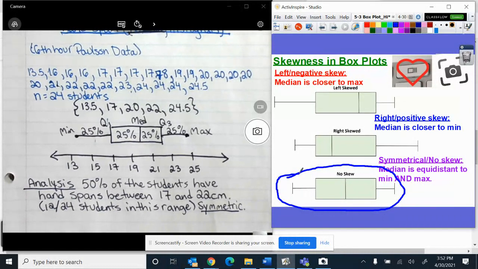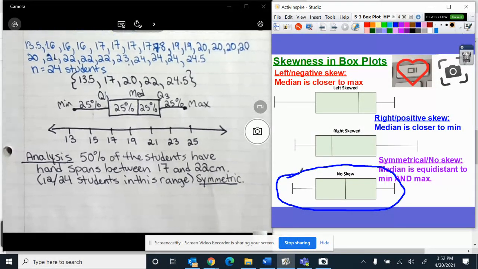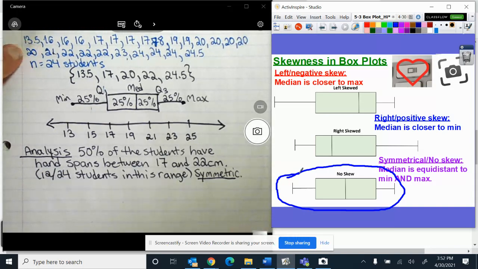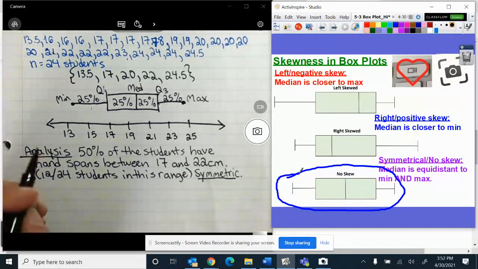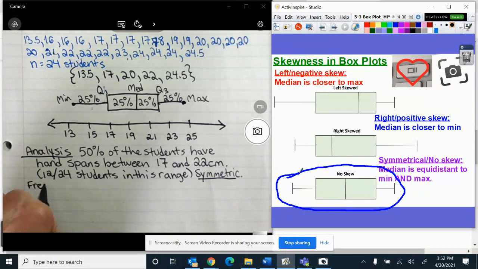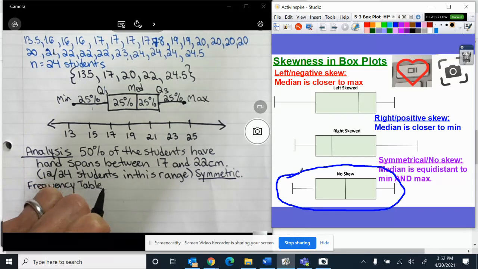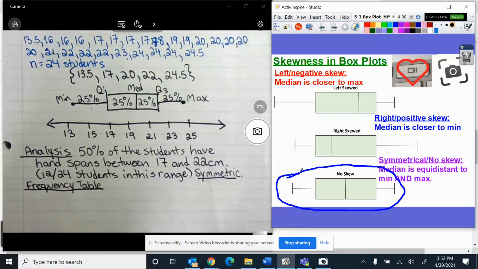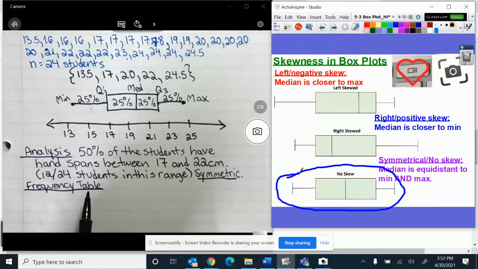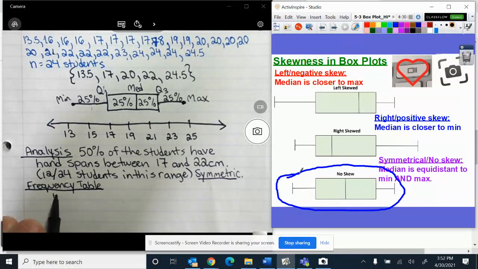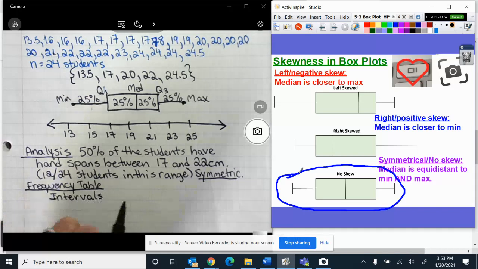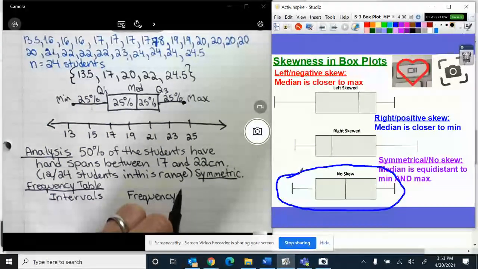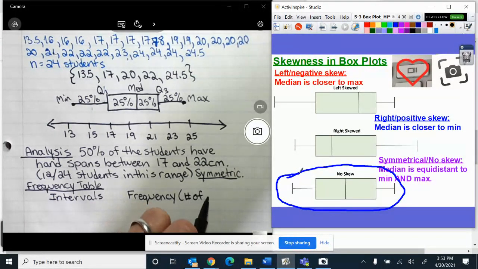Now we're going to create a frequency table. So I'm going to slide up my paper, but I want to make sure I can see the raw data. Frequency table. What we're going to look at are intervals. We have between intervals and frequency. Number of students.